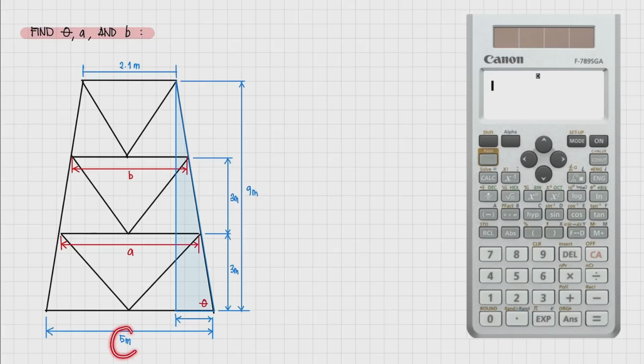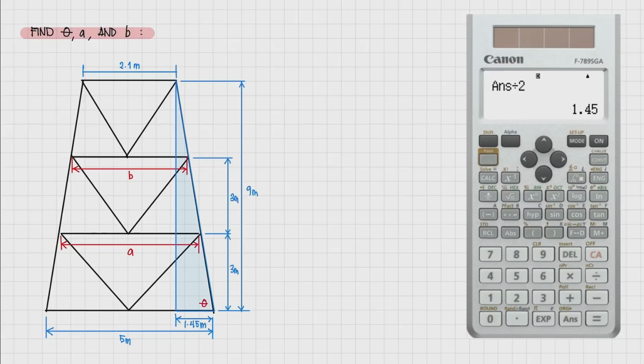Now, if we're going to subtract 2.1 meter from 5 meters, what we'd be left with is the total distance nito at saka nito, right? And then you can just divide it by 2 and you get this distance. So let's use our calculator. So that's 5 minus 2.1 divided by 2. So you'd be left with 1.45. So this is 1.45 meters.